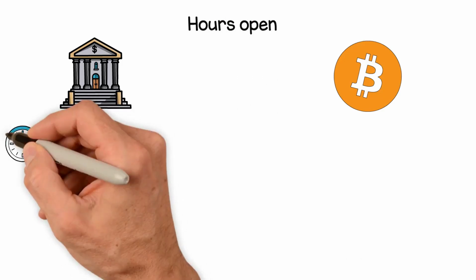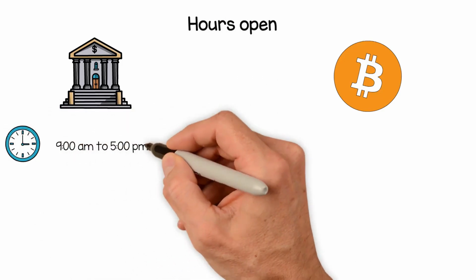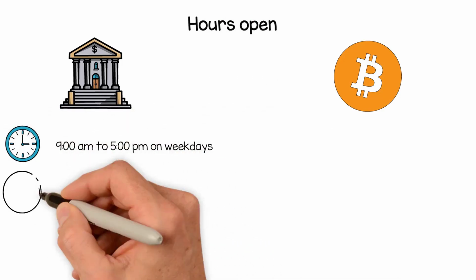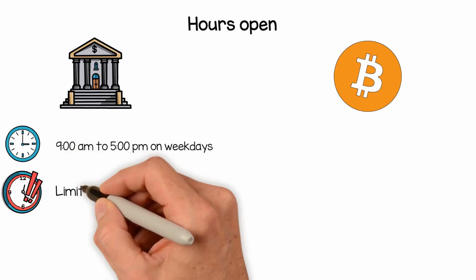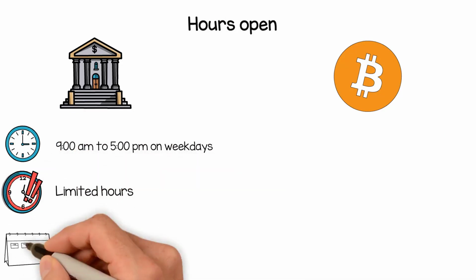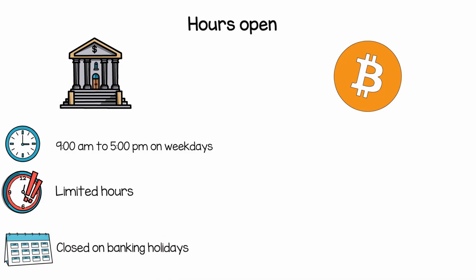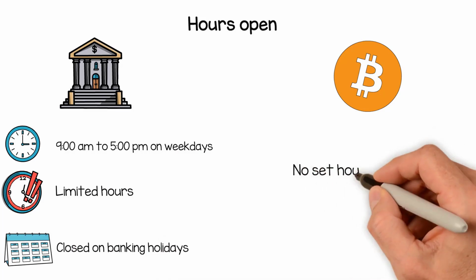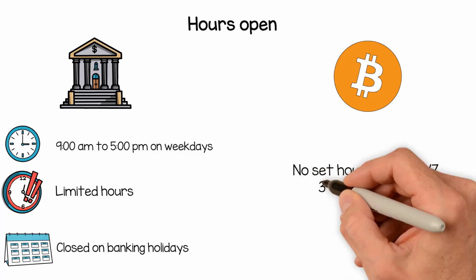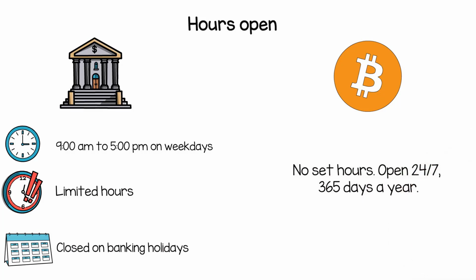Typical brick and mortar banks are open from 9 a.m. to 5 p.m. on weekdays. Some banks are open on weekends but with limited hours. All banks are closed on banking holidays. Bitcoin has no set hours, open 24/7, 365 days a year.